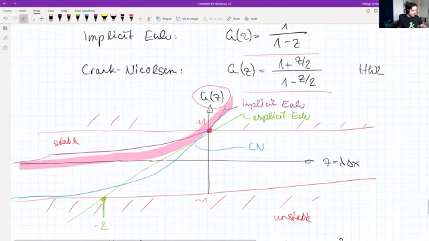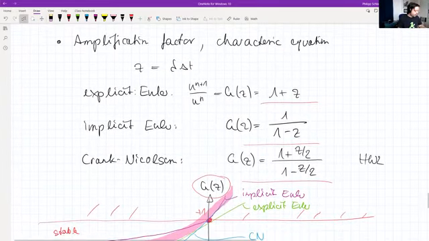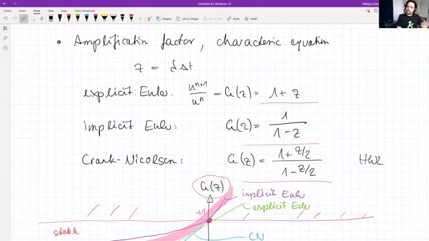Okay. So this was the final thing that I wanted to show, how you can also use the amplification factor to understand how the solution behaves when you go to extreme values of the amplification factor.